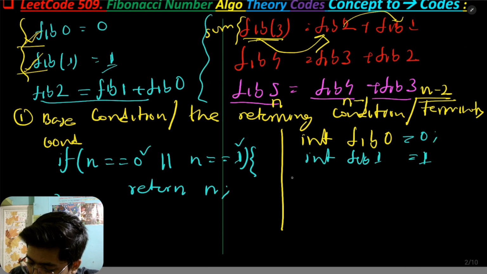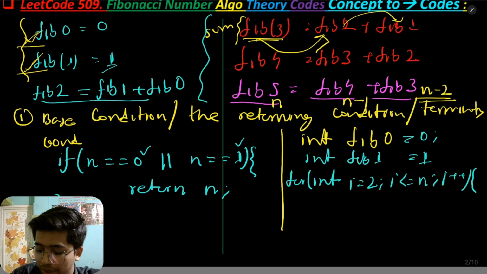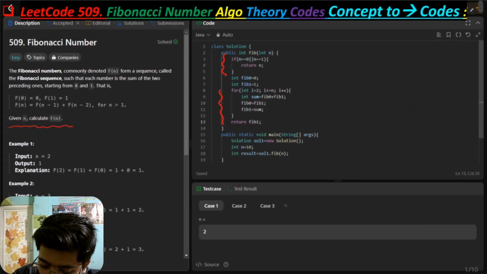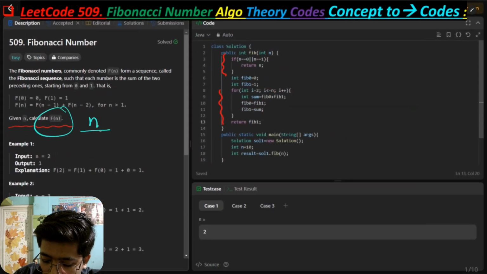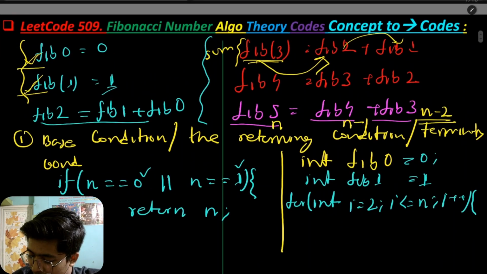We have gotten 0 and 1, so we'll be writing a loop for integer i equals 2, i less than or equal to n, i plus plus, because what we need to return in the question is n. So whatever the value of n will be, we need to return that portion. So we'll be writing the code like this: i equals 2, i less than or equal to n, i plus plus.